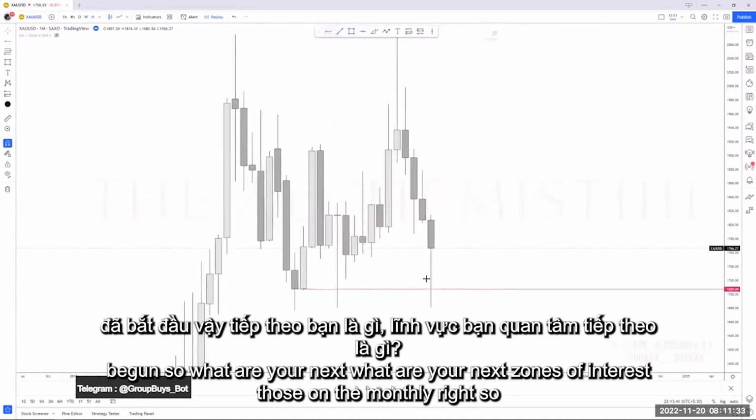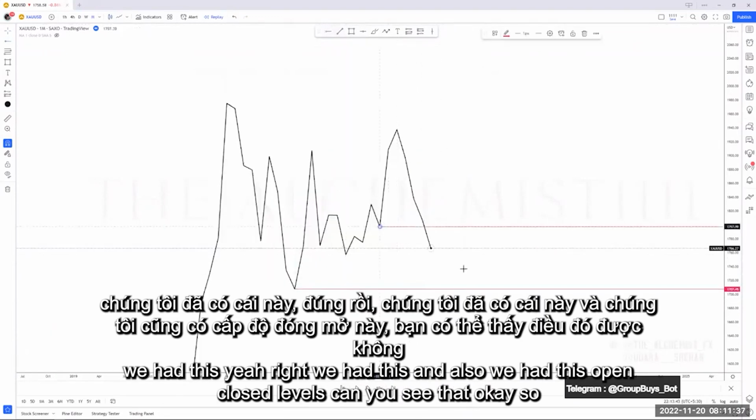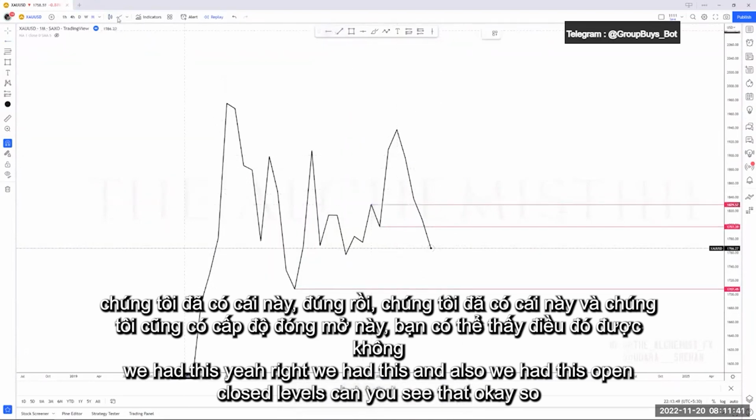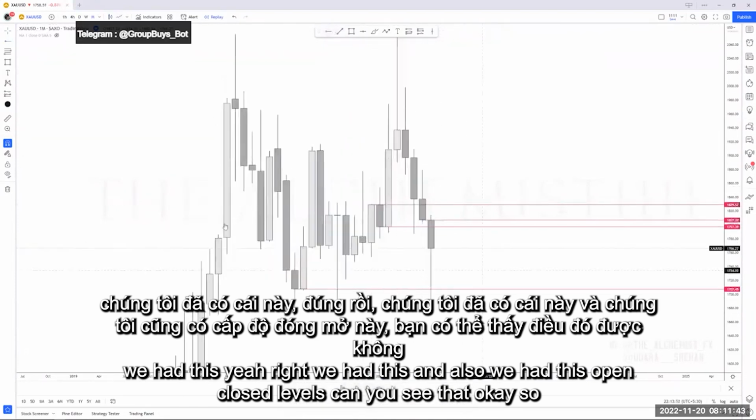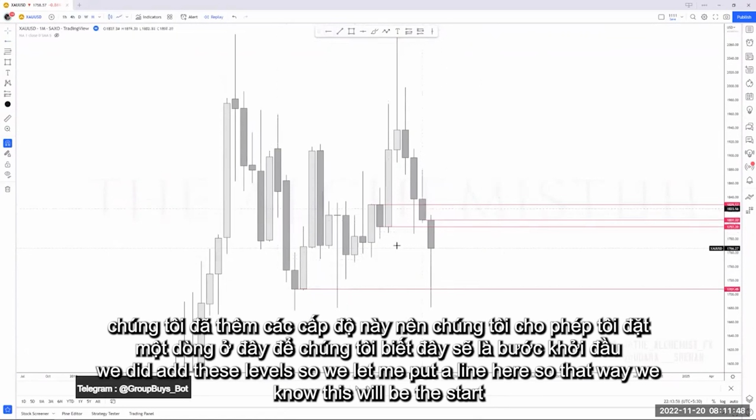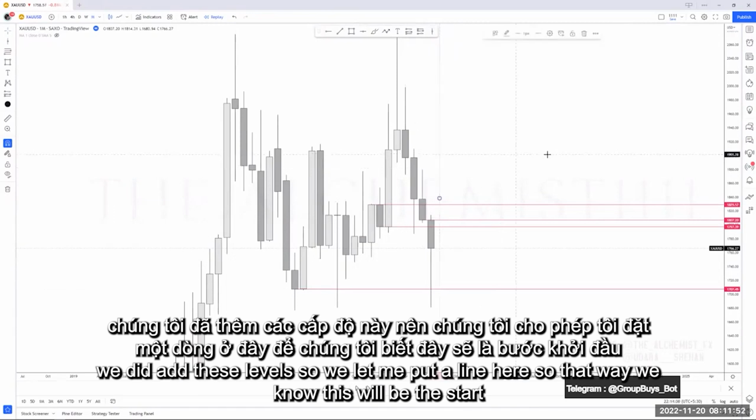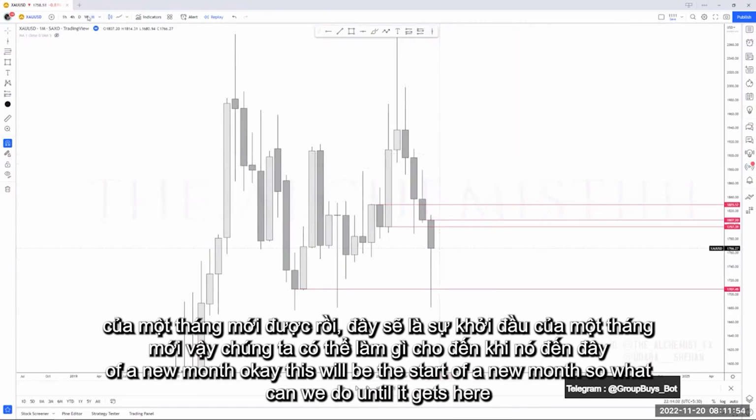So what are your next zones of interest? Zones on the monthly, right? So we had this. We had this. And also we had this open close levels. Can you see that? Okay, so we did have these levels. So let me put a line here so that way we know this will be the start of a new month.